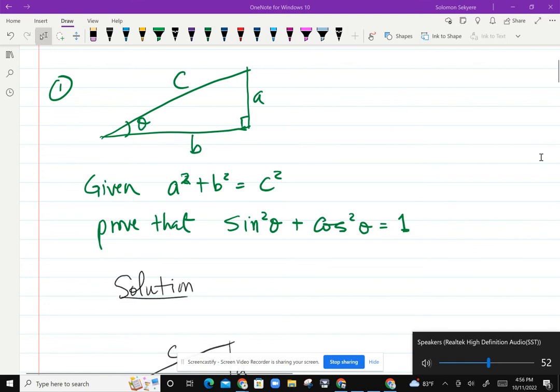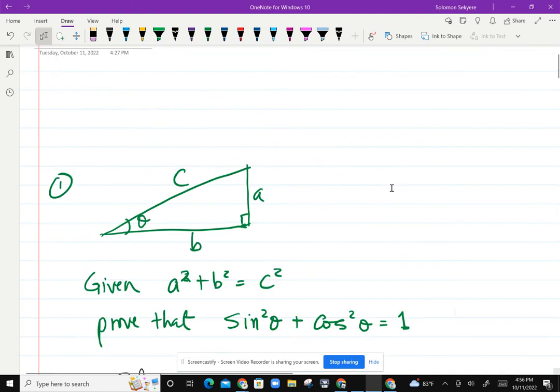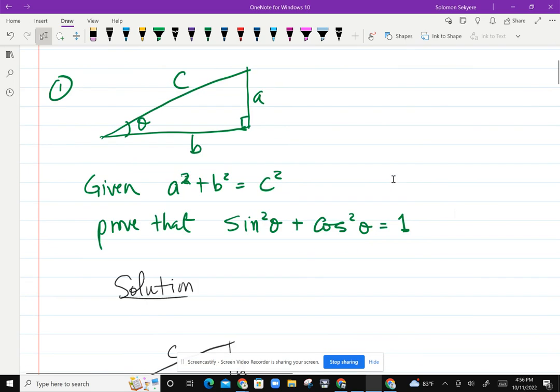Hello, let's do some problem solving in precalculus. All right, we're going to be focusing on proofs in right angle geometry here.